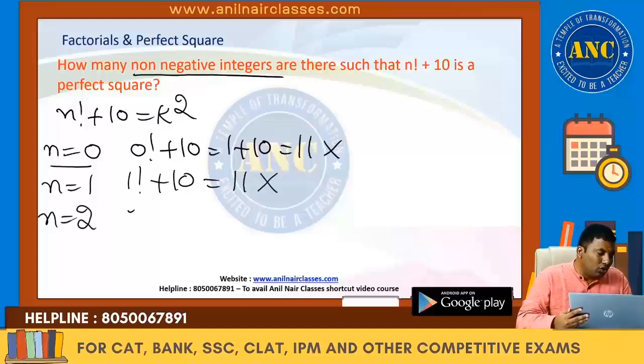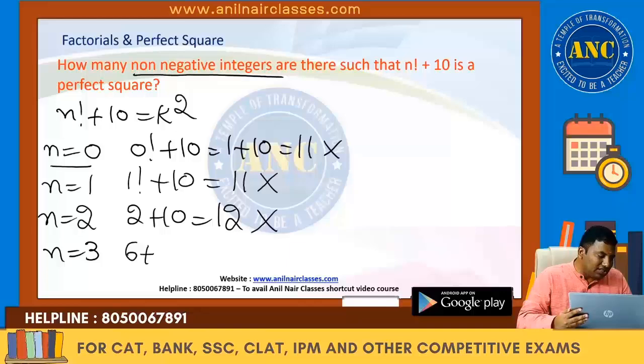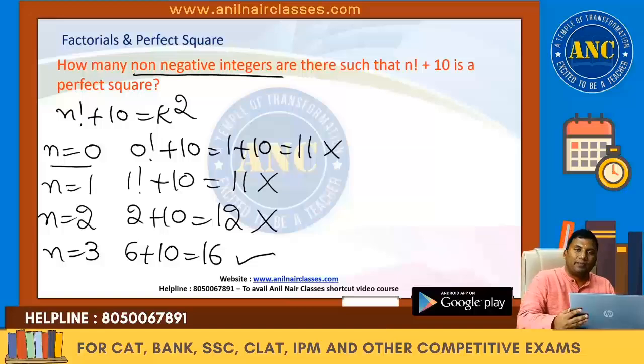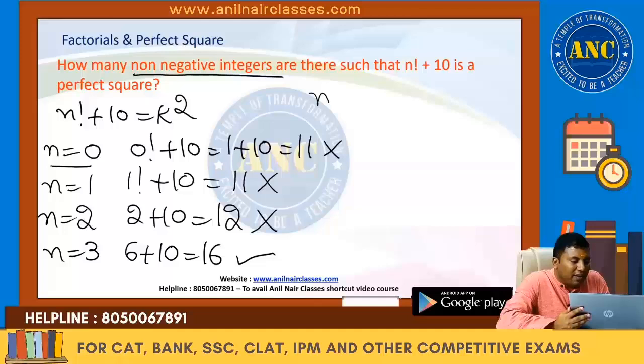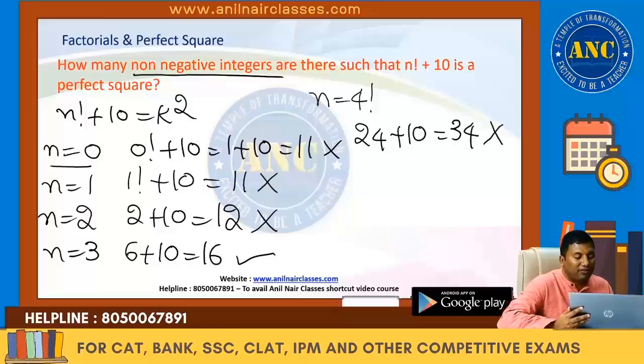N value 2: 2 plus 10, which is 12. A perfect square can never end with 2, 3, 7 or 8. N value 3: 3 factorial is 6. 6 plus 10 is 16. 16 is a perfect square. Now see here, 4 factorial is 24. 24 plus 10 is 34. 34 is not a perfect square.